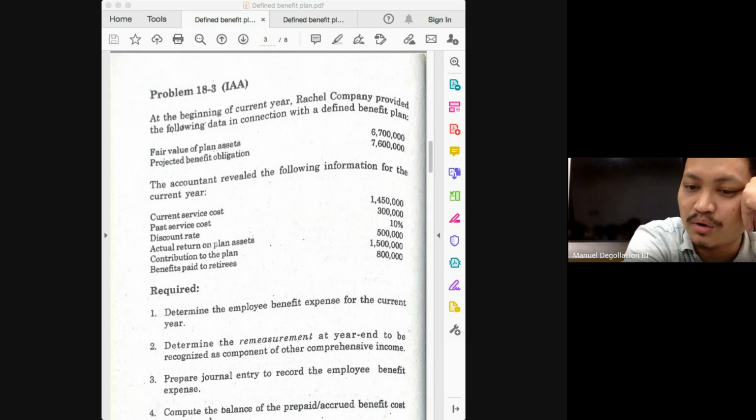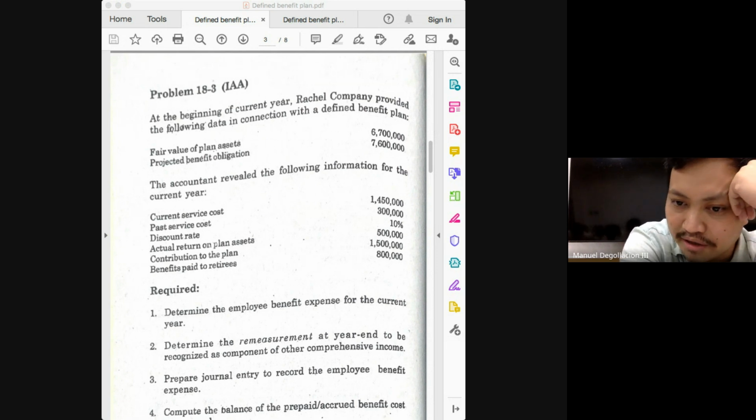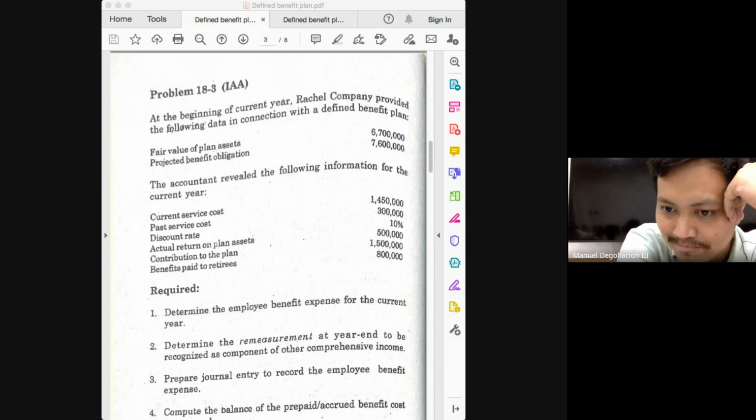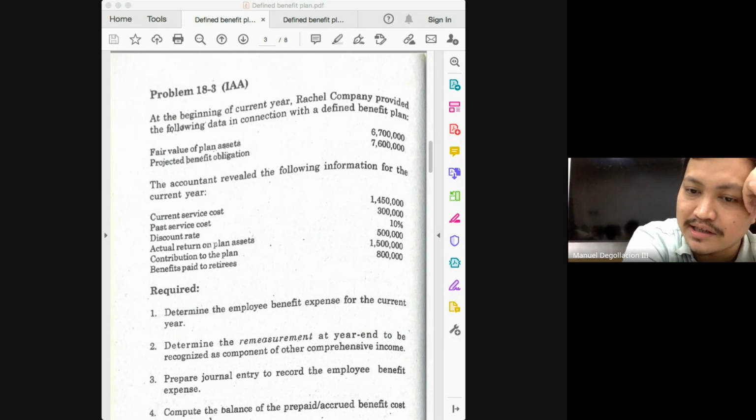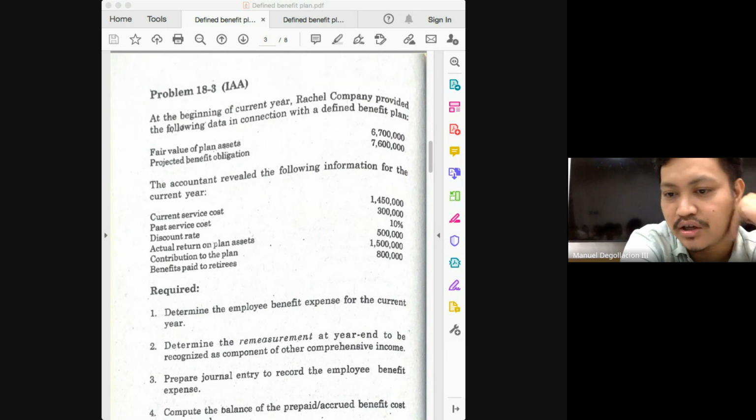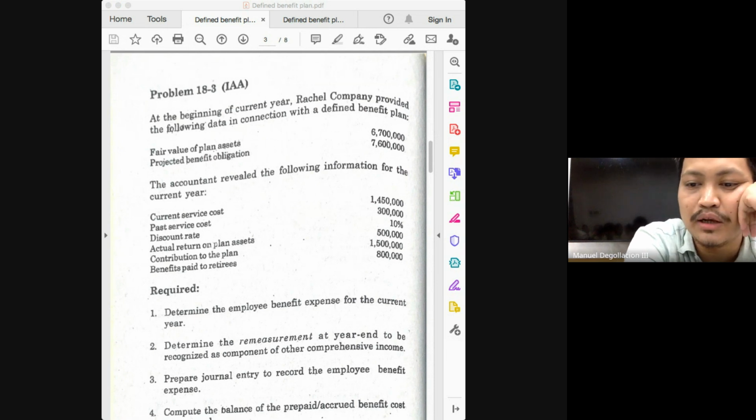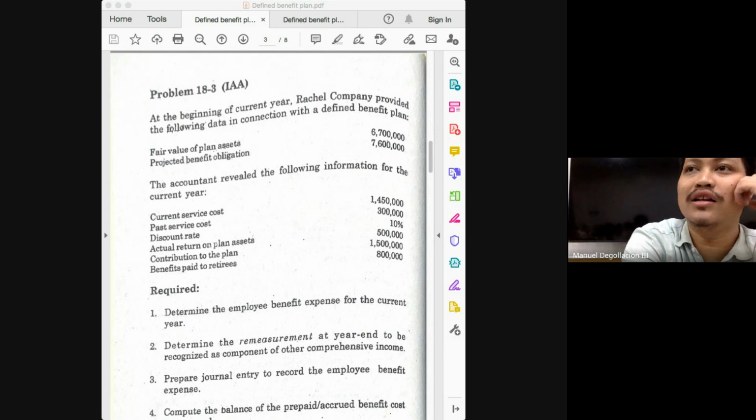If you compare the two ending balances, that should give you the ending balance of your prepaid or accrued. How much is the difference? 9,310,000 and 7,900. How much is that? 1,410,000. Which one is greater, the PBO or the FVPA? PBO. So what do you have? Prepaid benefit cost or accrued benefit cost? Accrued in the amount of 1,410,000.